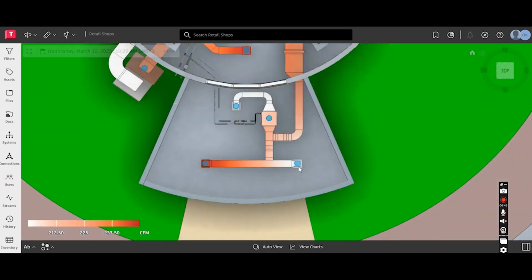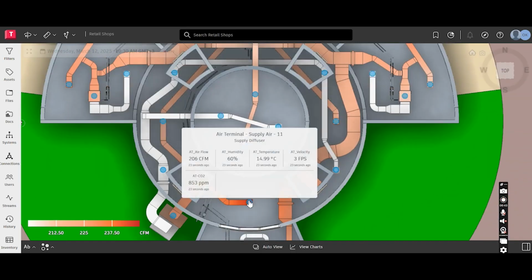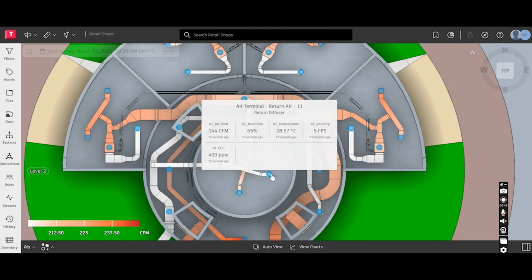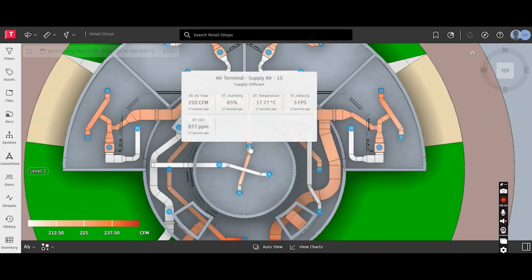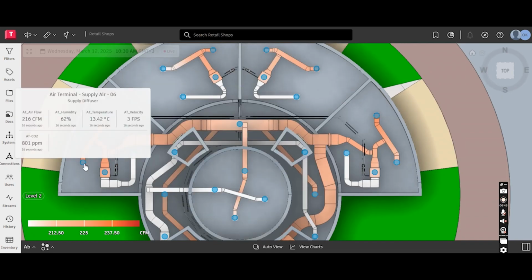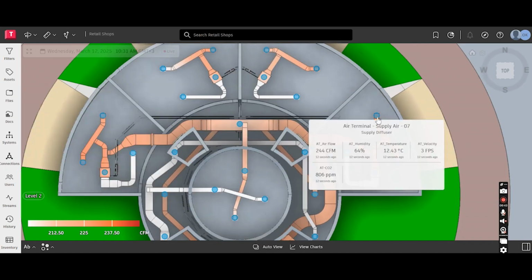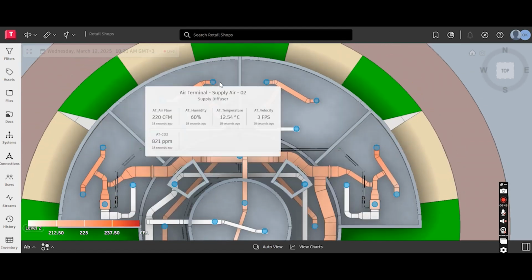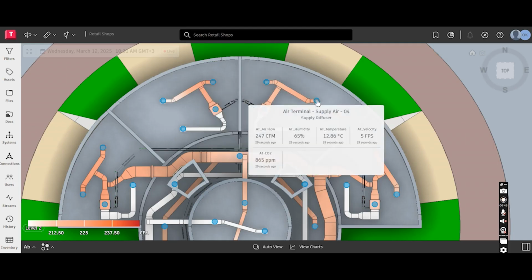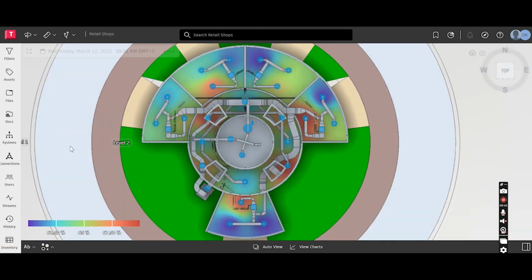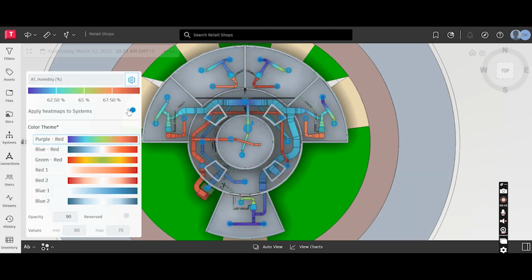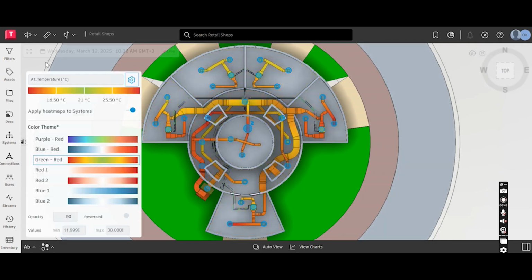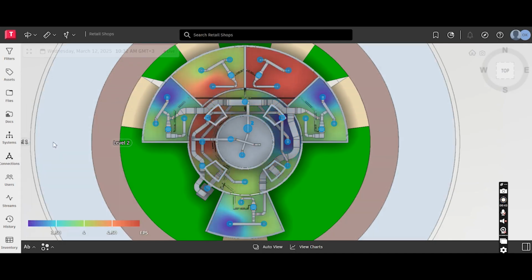Following is the real-time sensor data for air terminals. Following are the heat maps of ducts and spaces, based on sensor data, for airflow, humidity, temperature, velocity, and vibration.